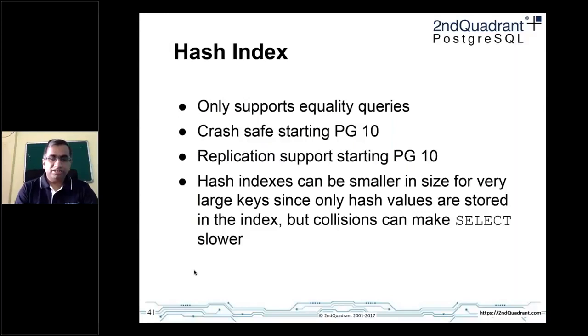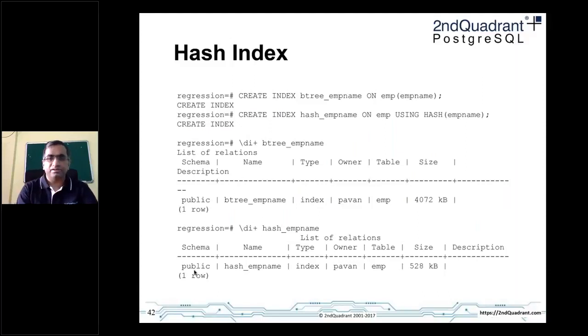But the good thing about hash indexes is that they are relatively smaller in size, especially when your keys are pretty large, because instead of storing the key itself, it stores a hash of the key. So I've taken an example. If we build a B tree index on column EMP name and a hash index on column EMP name, you'll see that the hash index is much smaller in size, just 528 kilobytes, whereas the B tree index on the same column is 4 times larger.